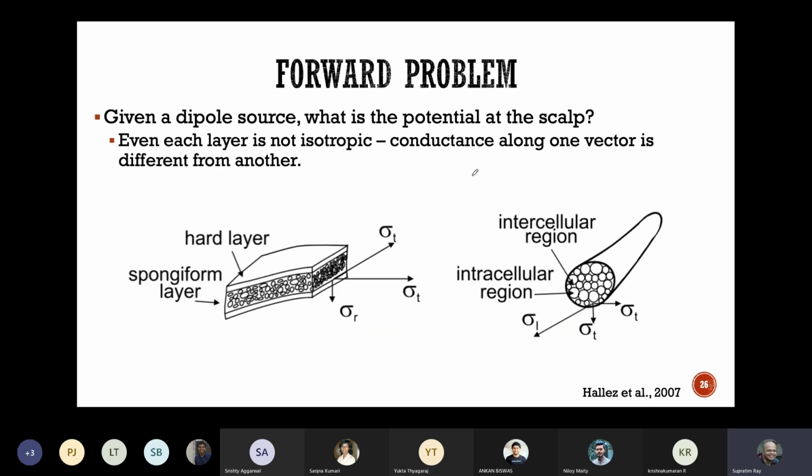And then there is another problem, which is anisotropy, which means that the conductance is not the same in different directions. The skull itself has a hard layer and a spongiform layer, and the conductance along this direction, going through the hard layer, is much lower than the conductance along this XY plane. So the conductance is not a scalar, but actually becomes a vector. Okay, it becomes a tensor, which further complicates things.